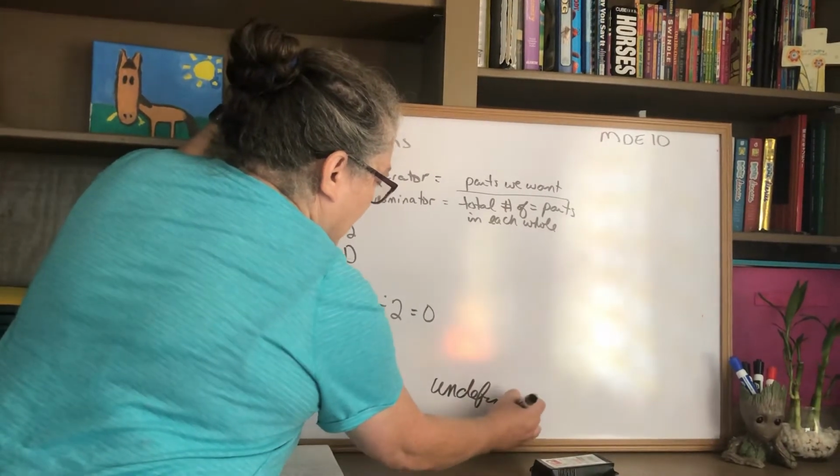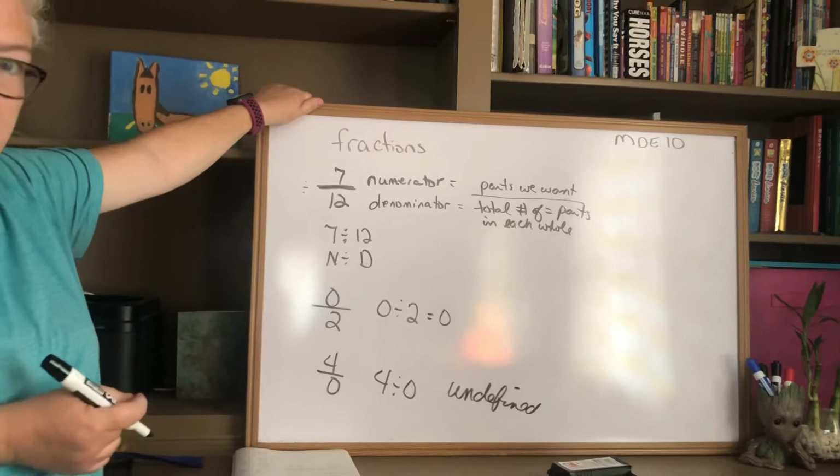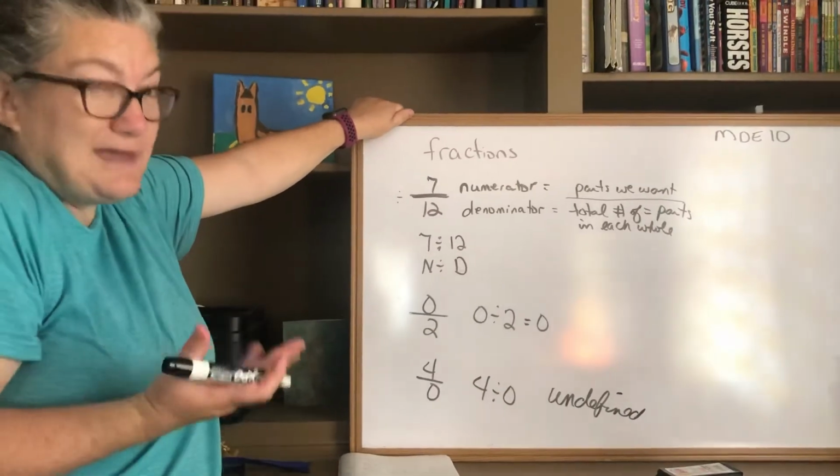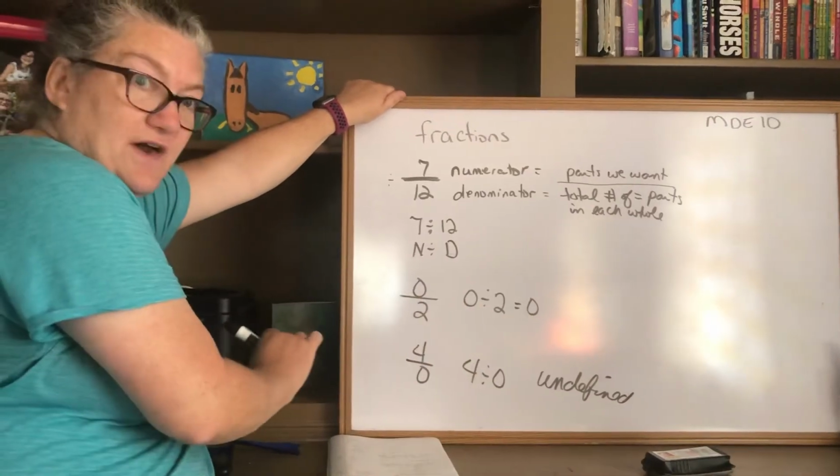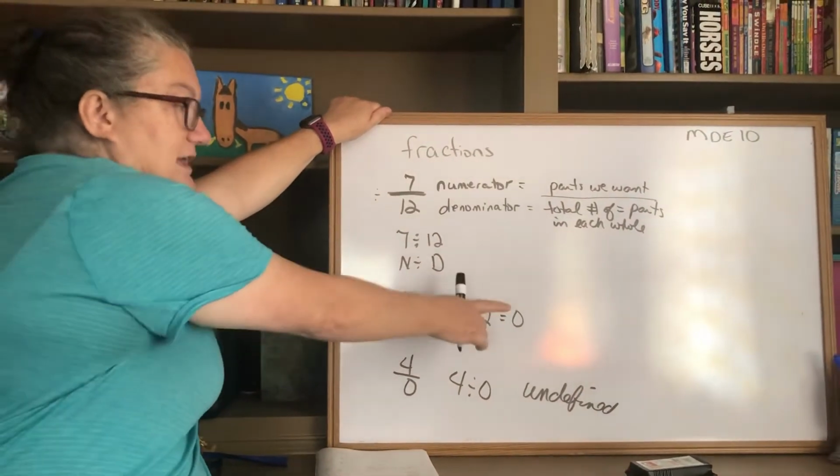undefined. Now some people like the little saying, if a 0 is under the line, then it's undefined. So that might help you. But if 0 is in the denominator, it's undefined. If 0 is in the numerator, the answer is 0.